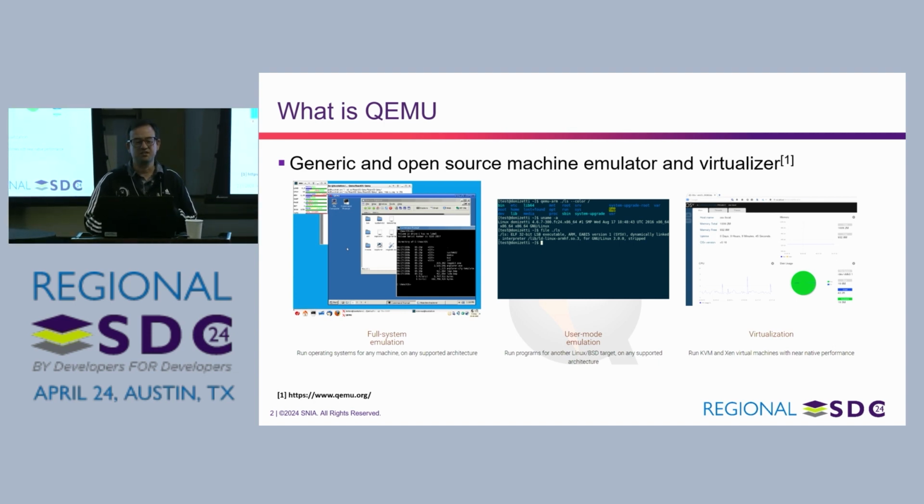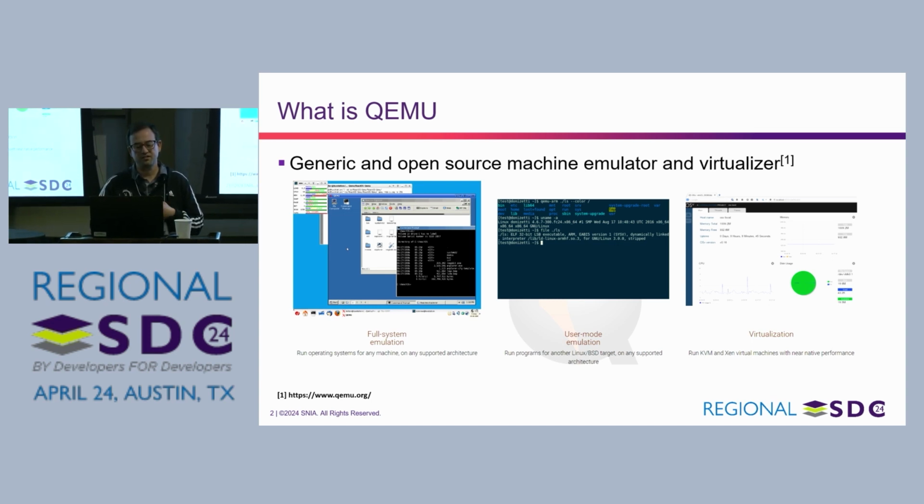So what is QEMU? It's an open source, generic emulator and virtualizer. This is interesting, because one thing you can do is run, say on an x86 system, an ARM emulator and then run ARM architecture code using QEMU. And this becomes very handy from an ecosystem perspective.